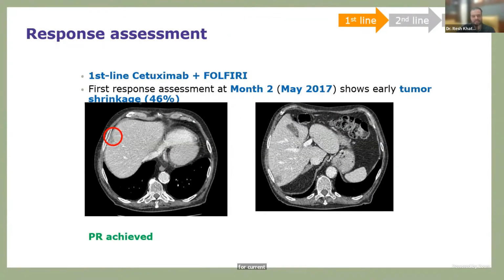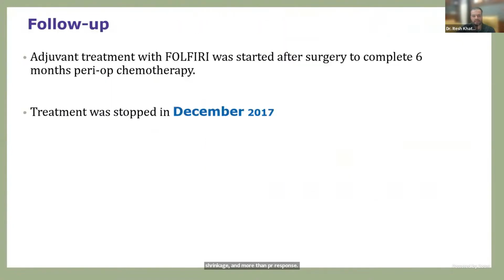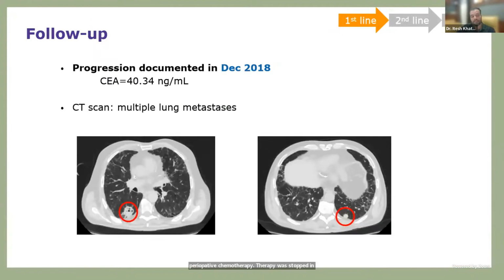So coming back to the patient, who was planned for a doublet with cetuximab. At 2 months, there was good tumor shrinkage, more than a PR response. The patient underwent surgery, proctectomy and metastasectomy, and completed a total of 6 months of perioperative chemotherapy. Therapy was stopped in December 2017. Again, after 1 year, there were multiple lung mets.